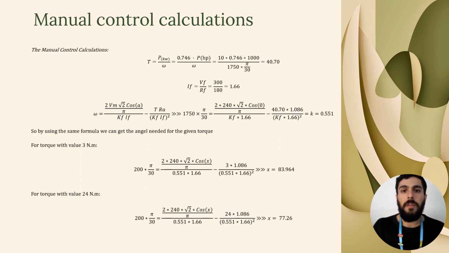After finding K, we have to find the firing angle at minimum torque and maximum torque by using the omega formula, and the speed is set to 200 RPM based on the desired speed. Therefore, we can know the minimum and the maximum firing angle for further use in Multisim.